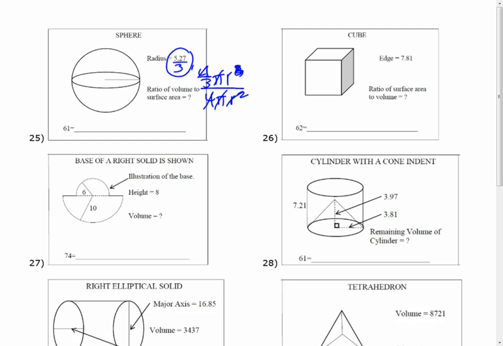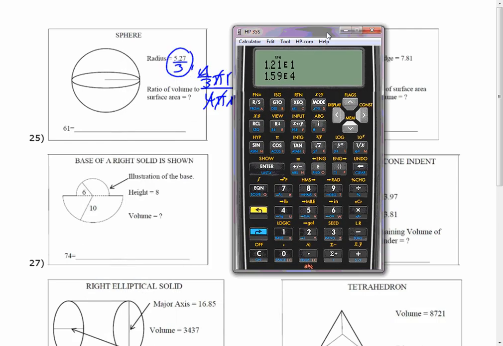So in the calculator, we'll do our 5.27 inner, 3 divide. We get 1.76, and that's all I would write. I would not put times 10 to the 0.